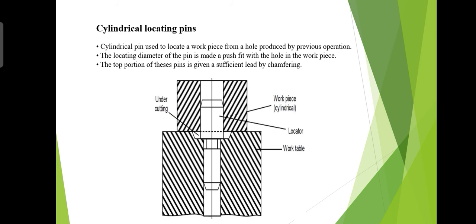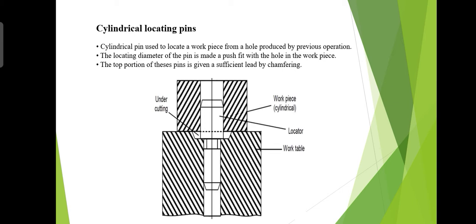These are the basic diagrams of jack and supporting pins. Now this one is the cylindrical locating pins. Locating pins are used if reamed or finely finished holes are available for positioning purposes, and depending upon their form, locating pins are classified as plain locating pins for small holes, plain locating pins with flange for small holes, and locating pins for large holes.